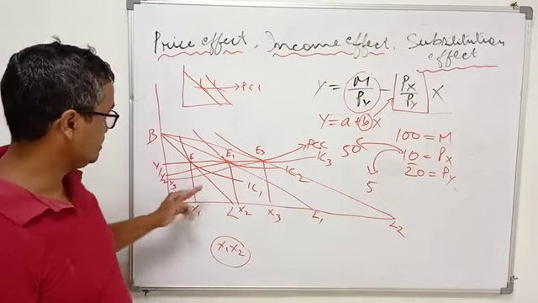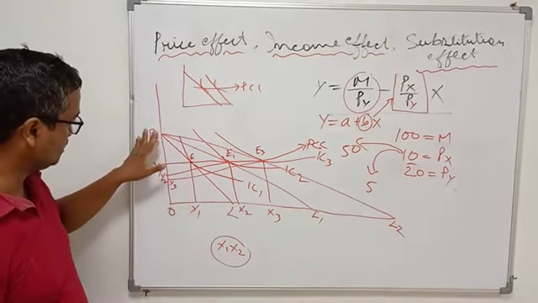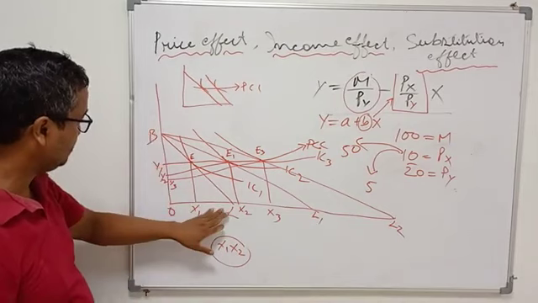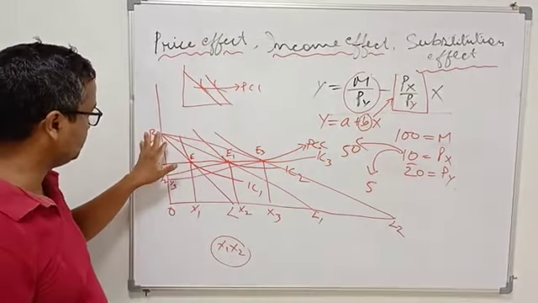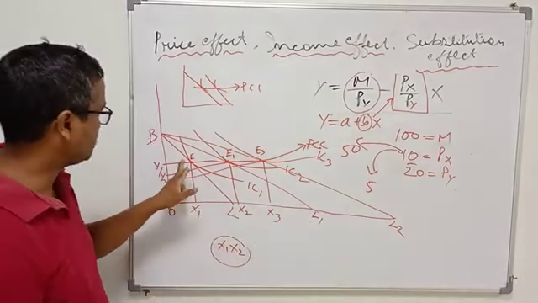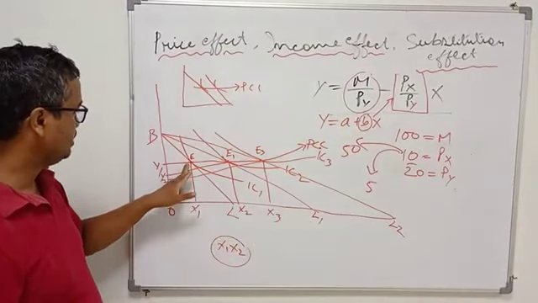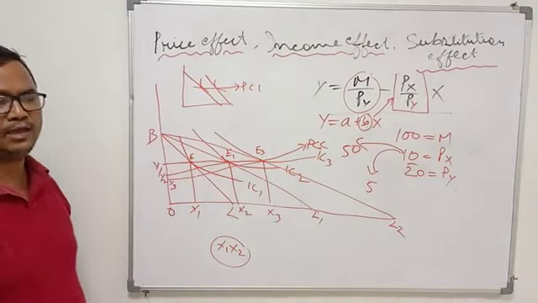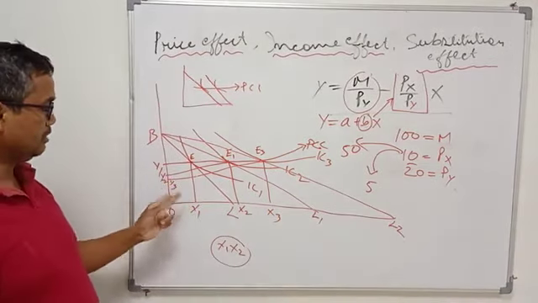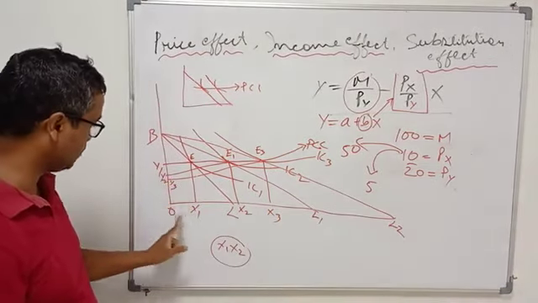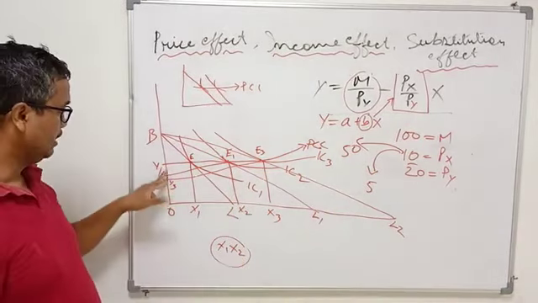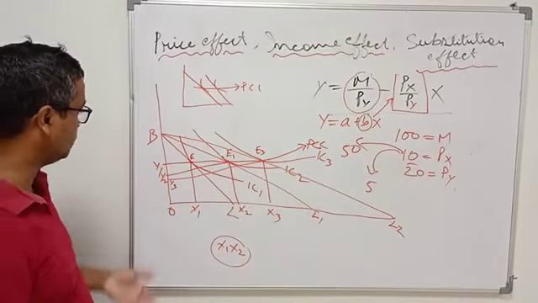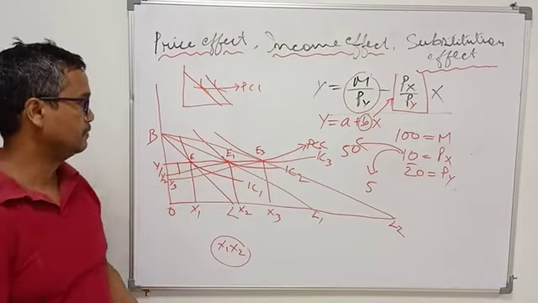Got it? So now you see in the first case, your original budget line is BL. Due to the falling price of X, your budget line shifts from BL to BL1, and the consumer's equilibrium shifts from E to E1, where the consumption of X has increased from OX1 to OX2, that is X1, X2, and there is a reduction in the consumption of Y by this much amount.